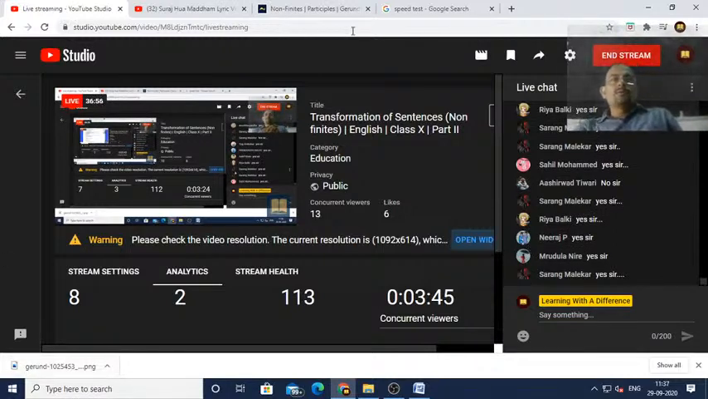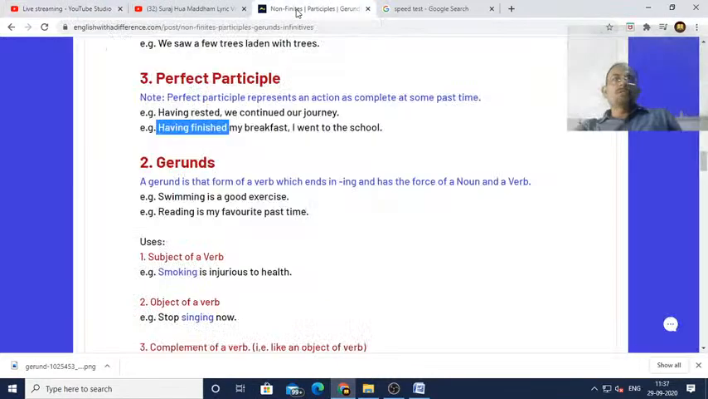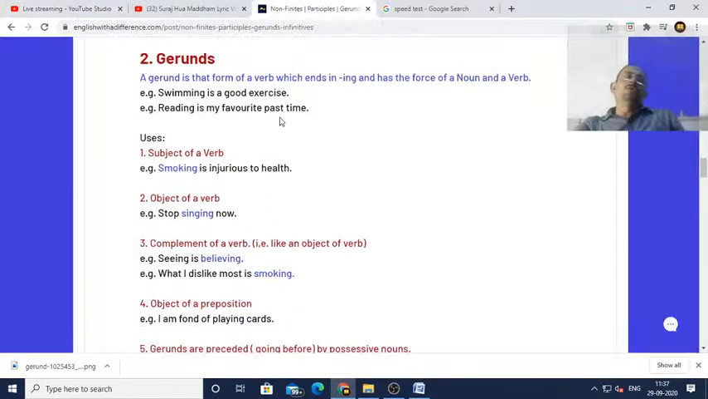Okay, so dear students, now let us move on to the gerund part. As I told you, participle and gerund look alike, because both end with ing. So let's find out how the gerund works.